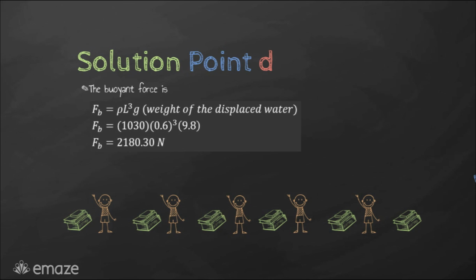For the last point D, we are asked to calculate the buoyant force. We only need to input numbers according to the formula. So FB equals rho times L cubed times g. FB equals 1030 times 0.6 cubed times 9.8. With that, we get the result that the buoyant force is 2,180.3 newtons.